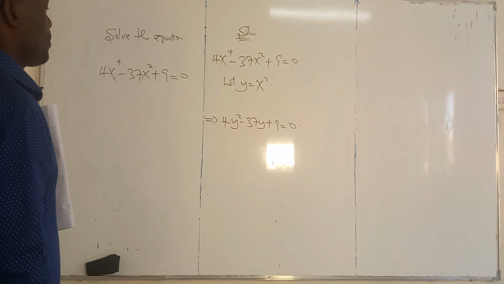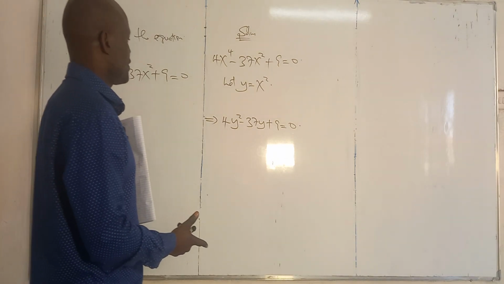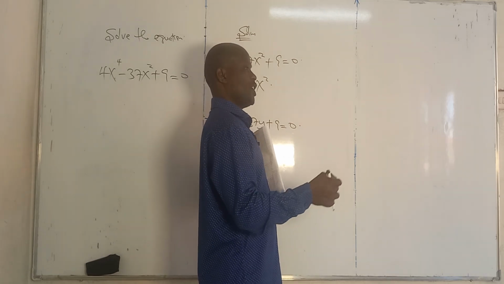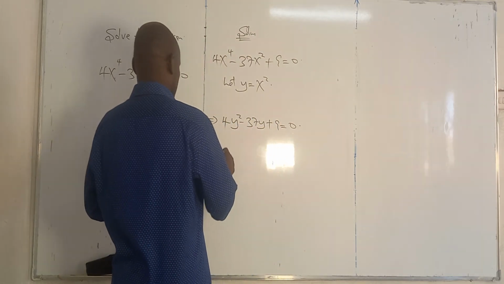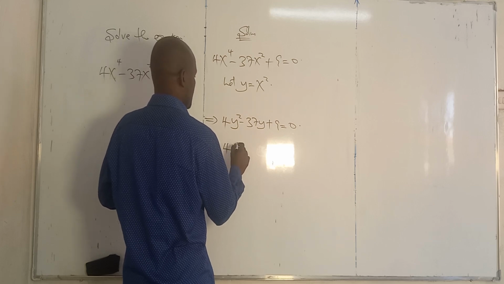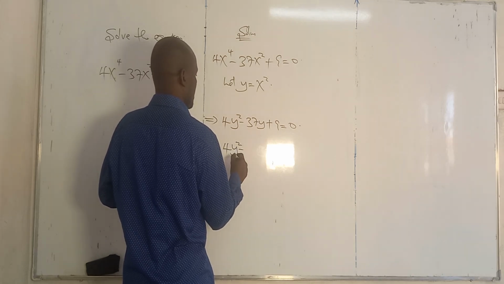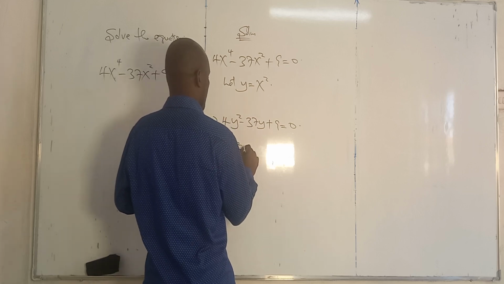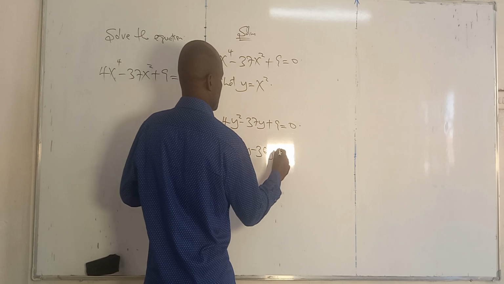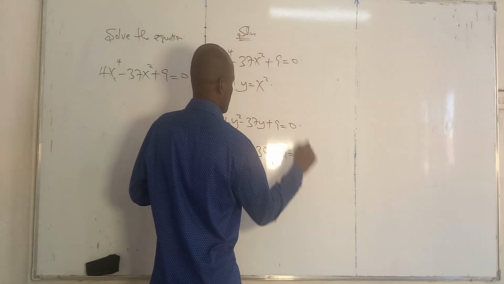So I'm looking for two numbers whose product is 36 and sum is negative 37. That has to be negative 1 and negative 36. So 4y squared minus y minus 36y plus 9 is equal to 0.